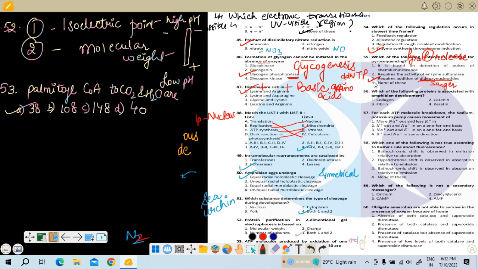56. Which of the following proteins is associated with amphibian development? Collagen, fibrin, catenin, keratin. Collagen, that is related with connective tissue. Then fibrin is not there. Coming to catenin, like E-cadherin, catenin, that is if you know about Wnt signaling. So Wnt catenin, that is in frog embryo. So option number 2.